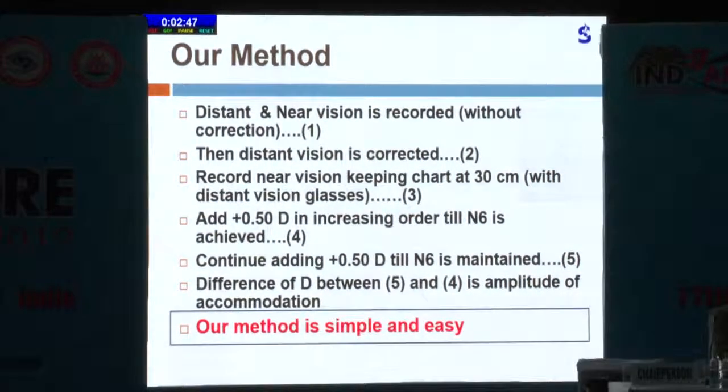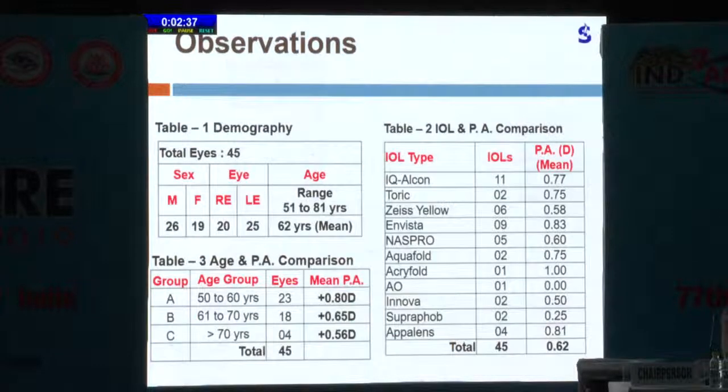So the difference between the two: we presume that 2.5 or 3 is the normal diopter required for near vision. But the diopter required to correct to N6 was the pseudo accommodation, and what maintained it was the amplitude of accommodation. In these 45 eyes, different lenses were implanted, monofocal, foldable, non-foldable. This is the age group between 50 to 70.